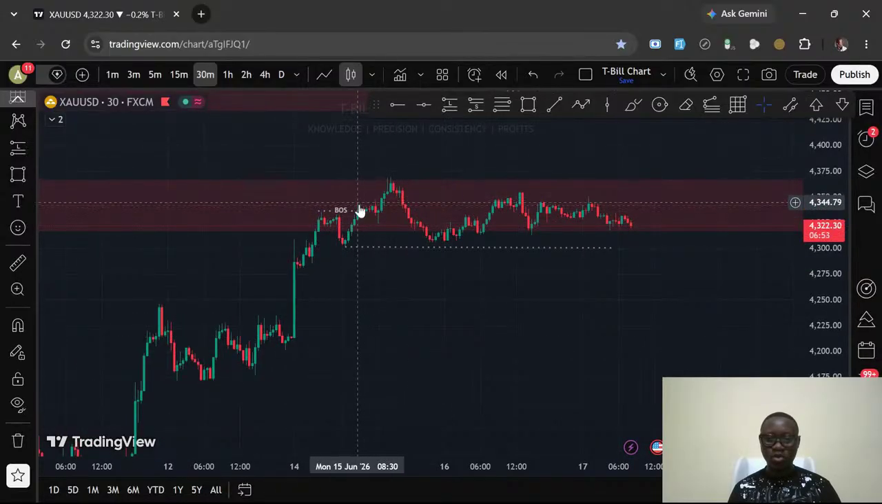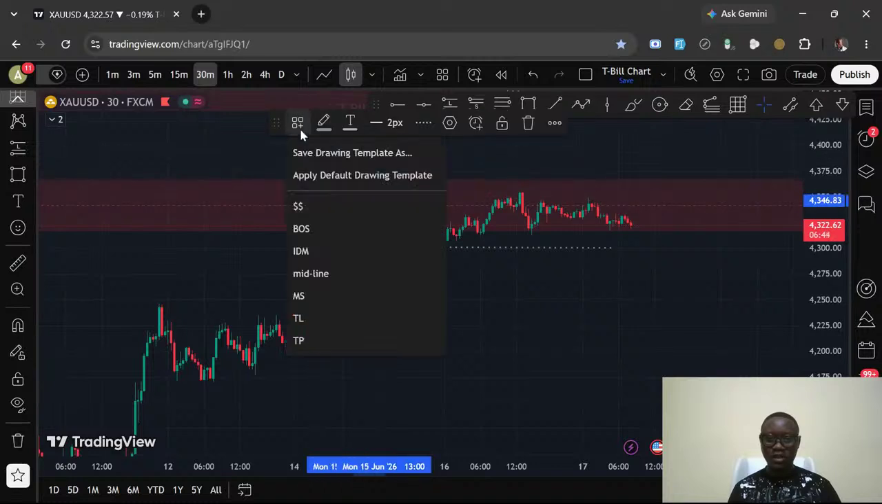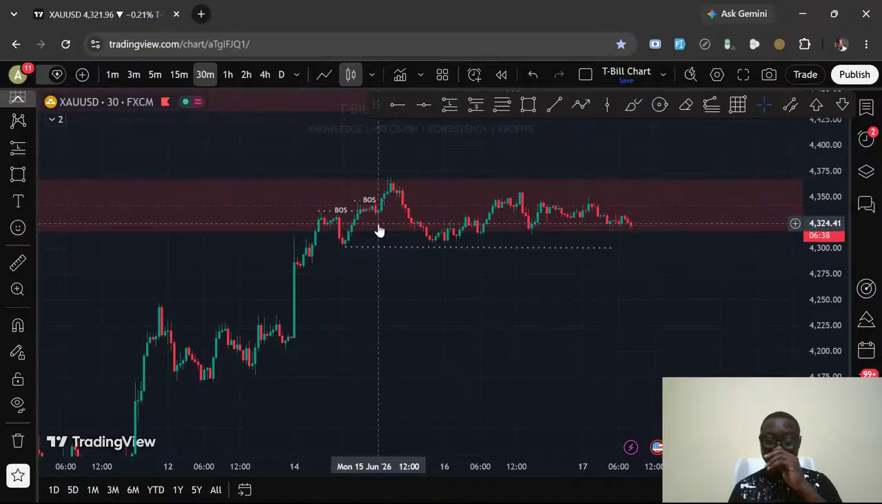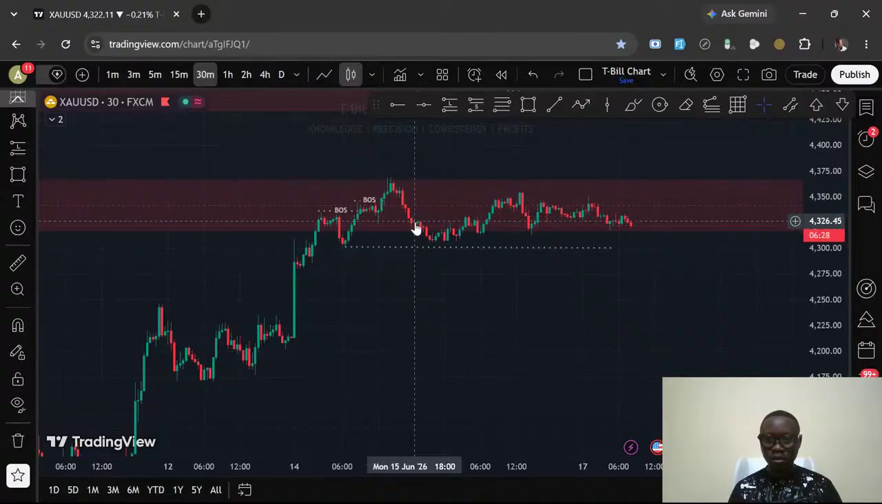I don't want to use this. Of course, if you look at this, I like to use BOS that are significant, that are obvious. So if I used this, then this would be my last swing low, which I would anticipate price to take out in order for me to have a market structure shift, right? Then this would be my inducement, and this would be the order block I'll be taking my trade on.